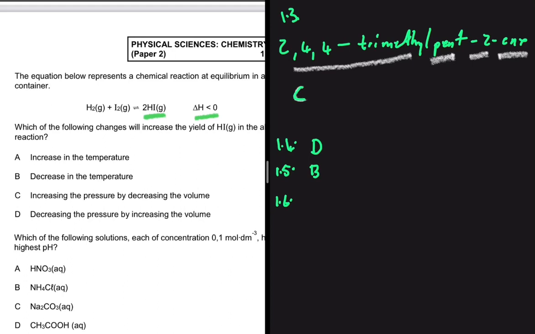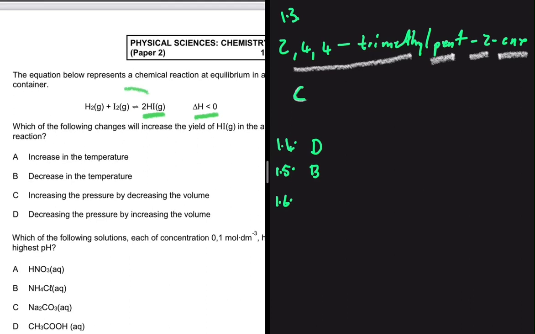Let's look at option A. They're saying an increase in temperature. Can we increase the yield of HI by increasing the temperature? Let's find out. Increasing the temperature favors the endothermic reaction. And if the forward is exothermic, the reverse is endothermic, right? So if you increase the temperature, HI is actually going to decrease because the reverse reaction is going to be favored.